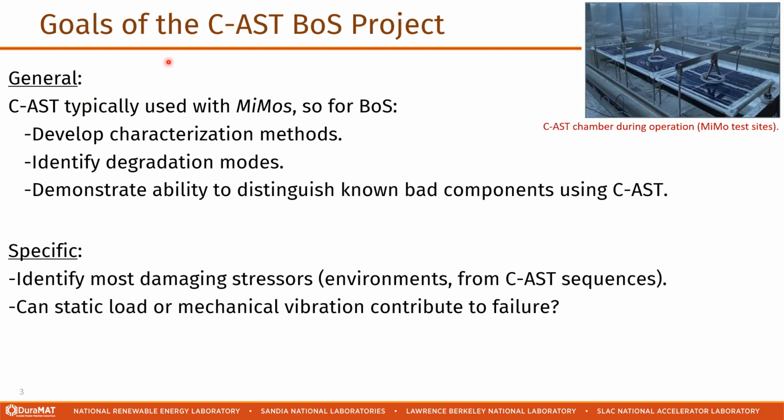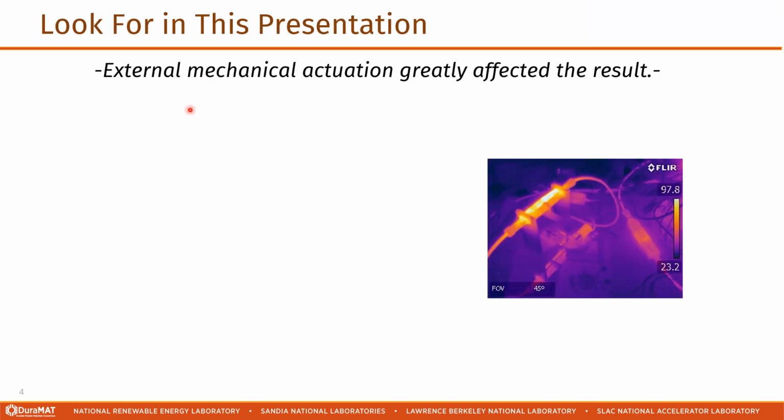So CAST was developed to work with mini modules, and so we wanted to develop the characterization methods, identify the degradation modes, and be able to distinguish known bad BOS components using CAST. And a couple of specific concerns were to identify the most damaging stressors. This might play out as the use environments, just based on the very different CAST sequences. And then we wanted to know if mechanical perturbation could contribute to failure. And regarding that latter question, it turns out it can very greatly affect the result.